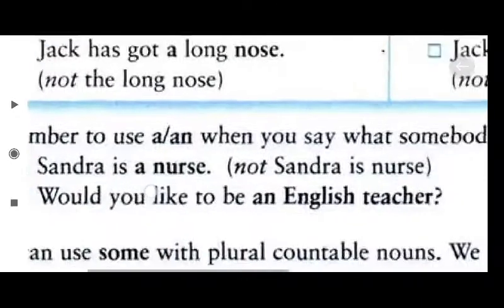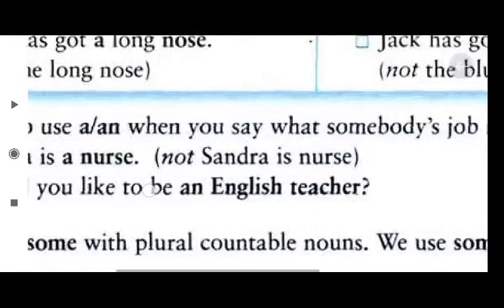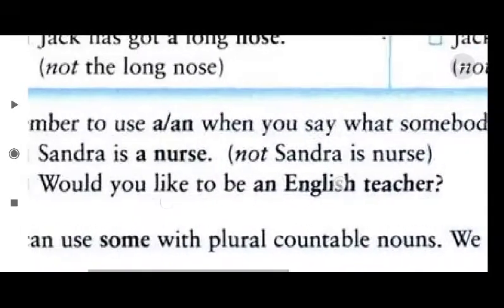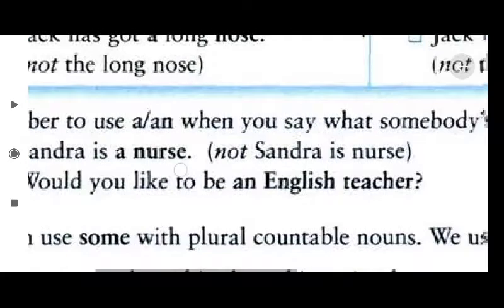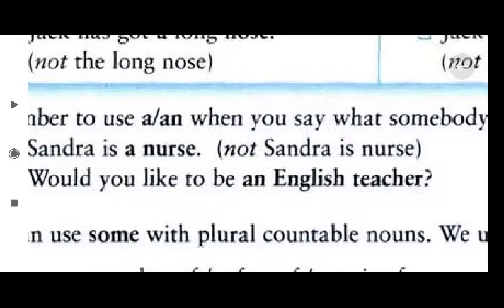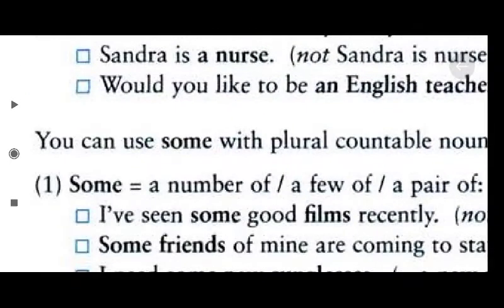Remember to use a or an when you say what somebody's job is. We ask about his job or profession. You must use, for example, a or an. Sandra is a nurse. Not Sandra is nurse. Would you like to be an English teacher? Not English teacher. You can use some with the plural countable nouns.